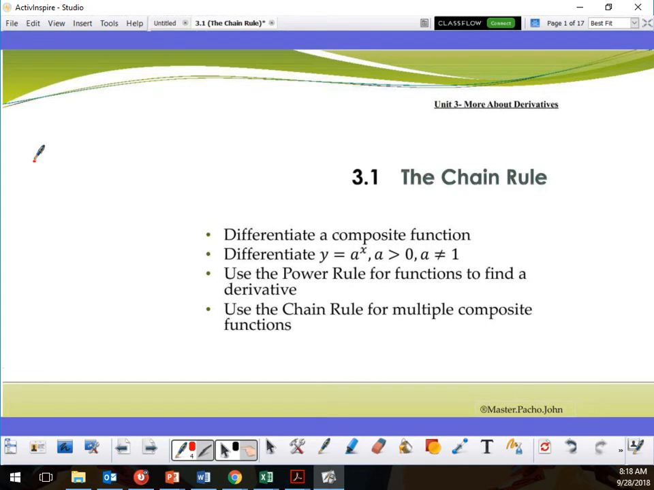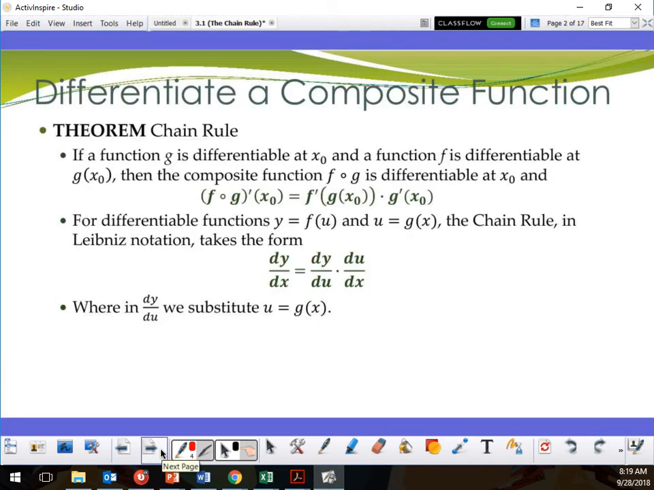Good morning. Okay, so this is 3.1 chain rule, calculus 1. We're going to differentiate a composite function, differentiate a to the x, where a is greater than 1 and a is not equal to 1. All right, and use chain rule for all these. So let's first talk about chain rule.